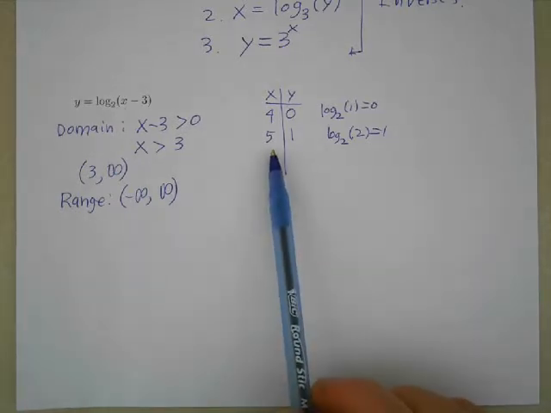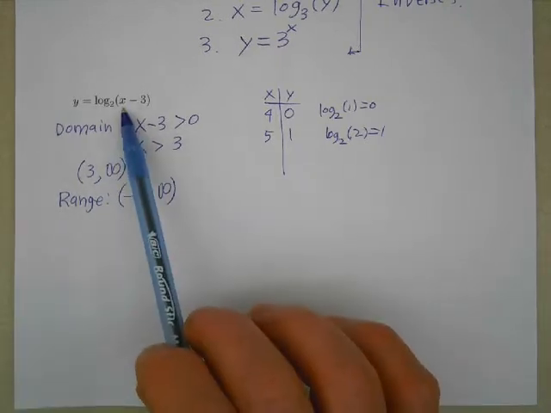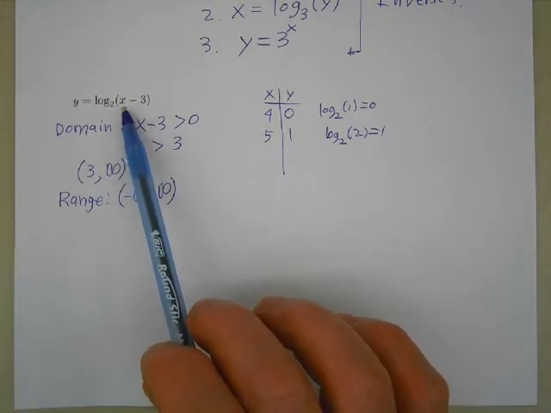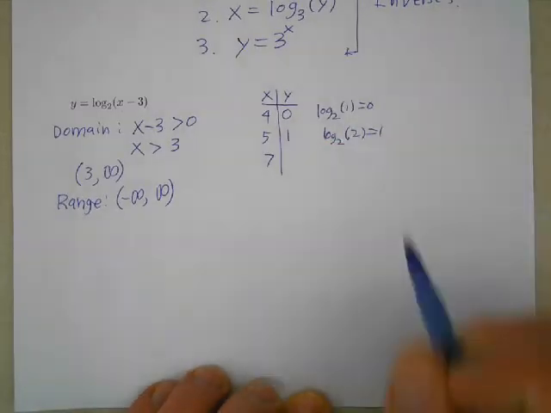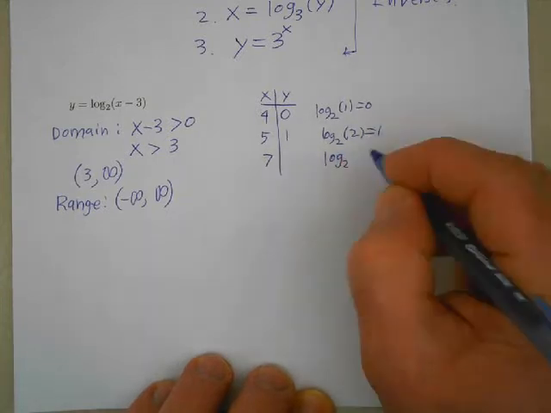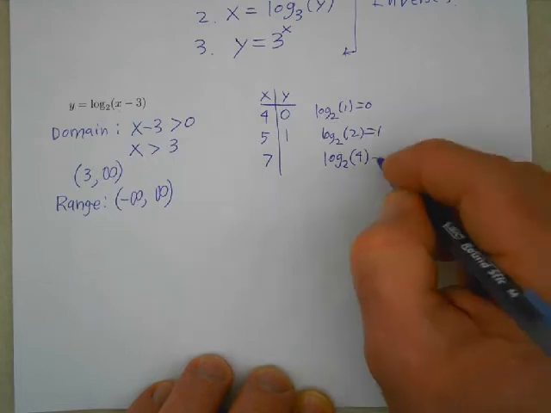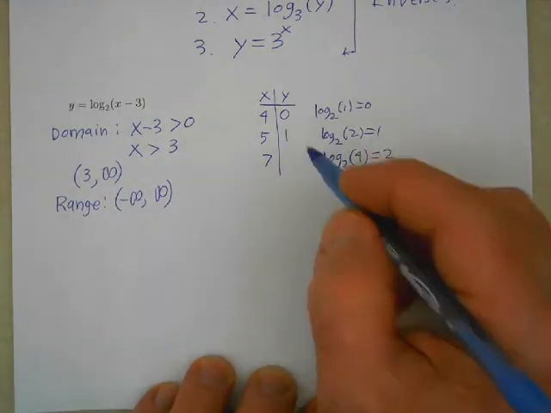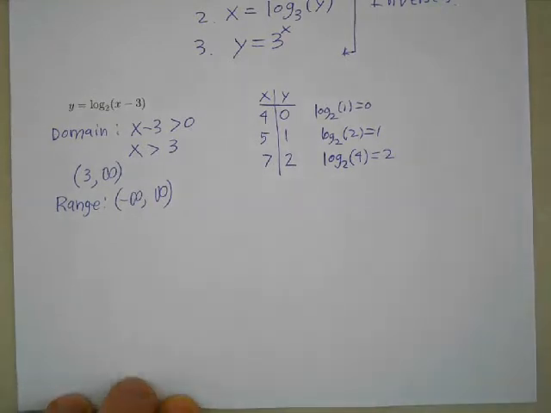So let's see, the next power of 2, if I pick x to be 7, 7 minus 3 is 4. So if I pick x to be 7, then log base 2 of 7 minus 3 is log base 2 of 4. But log base 2 of 4 is 2. So the y value is 2 when the x value is 7.